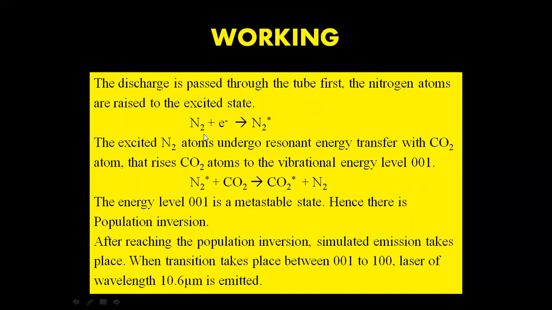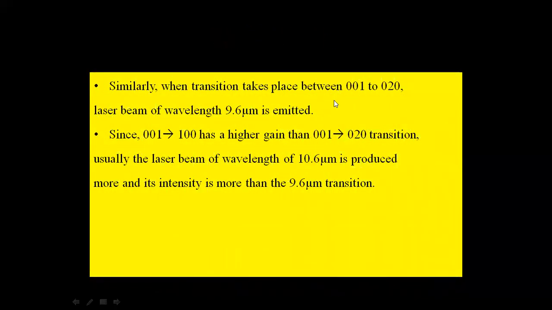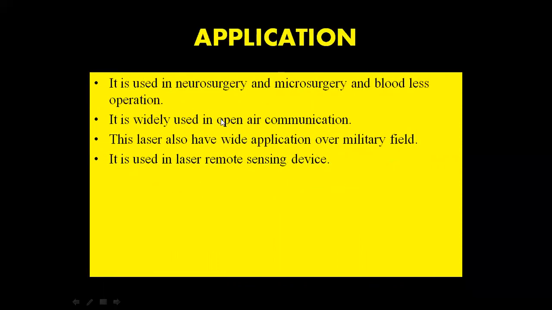So when the electron reacts with the nitrogen in the ground state, it moves into the excited state. And this excited nitrogen, by giving its energy to the carbon dioxide, will come to the ground state, and carbon dioxide will be in the excited state. So the 001 state is a metastable state, and the population inversion occurs here. And once the population inversion is achieved, there will be two transitions, which produce radiation of about 10.6 micrometers and another of 9.6 micrometers. This is the actual process of the CO2 laser.